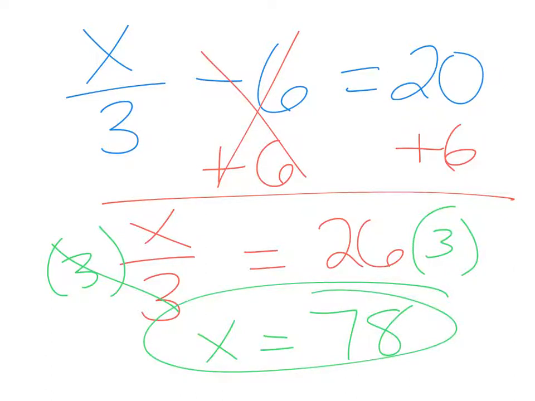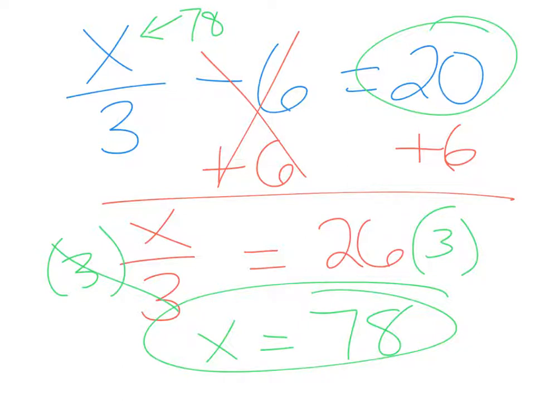Here is a prime example of where it's really going to be important to go and double check your answer by plugging your answer into the original problem. If x is equal to 78, then that means I can take 78 divided by 3, which is 26. 26 minus 6, does that give me that original answer? Absolutely. We know 26 minus 6 is 20. So that means we did this problem correctly.